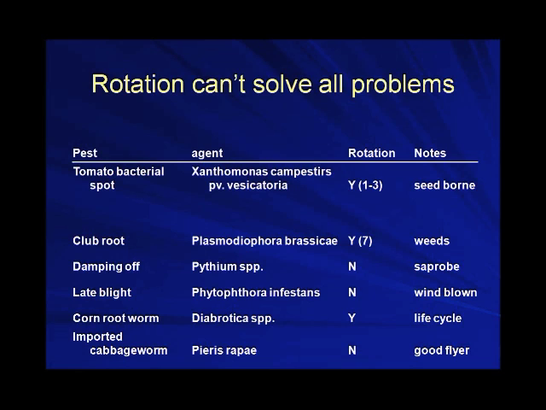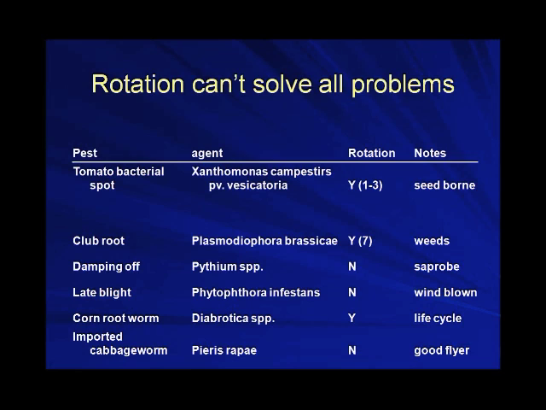Now, from the outset, I want to make it clear that rotation can't solve all problems. It's not a panacea. Some disease organisms are well controlled by crop rotation. Tomato bacterial spot is one example. If you don't have tomatoes for 1 to 3 years, it will get rid of the tomato bacterial spot. As long as you don't reintroduce it on tomato seeds, you'll be all right. You won't have it there.